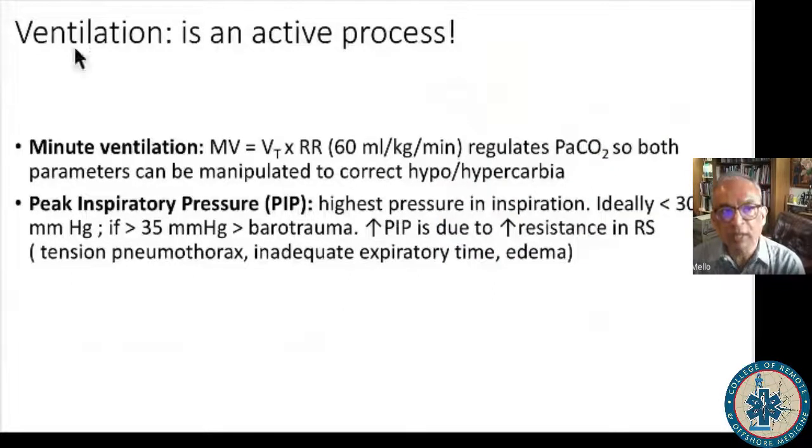So as I've said to you before, oxygen is passive, whilst ventilation is an active process. Minute ventilation, or MV, is tidal volume times rate, which is about the PaCO2, and this dictates the blood flow to the brain. This is why when you hyperventilate, you get lightheaded and you faint.